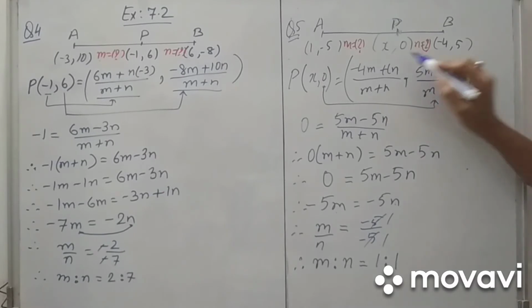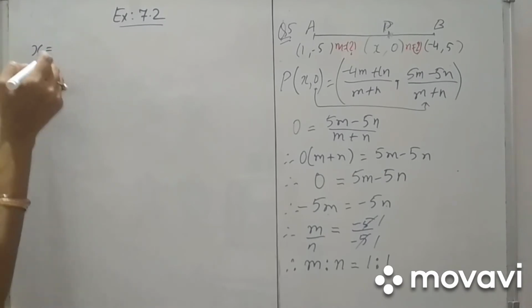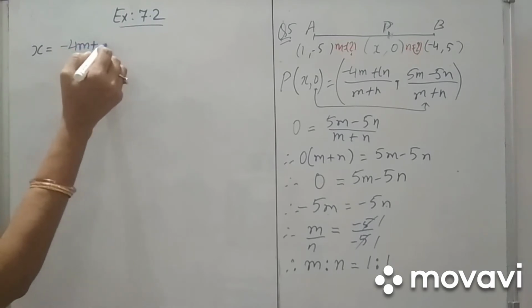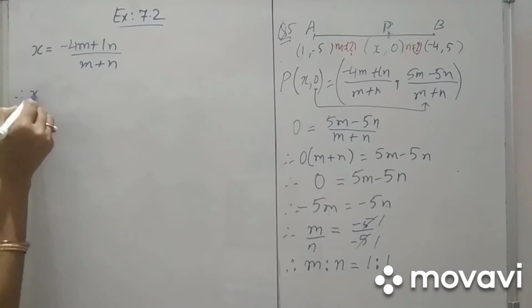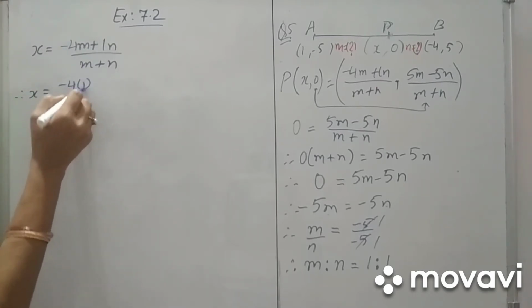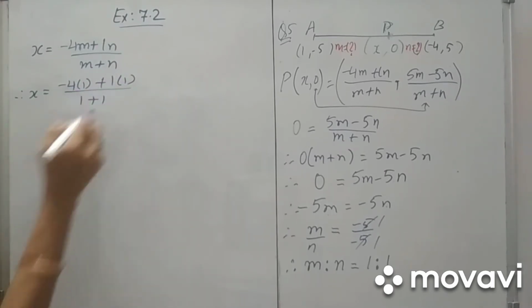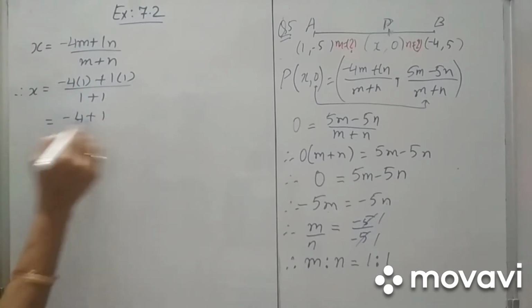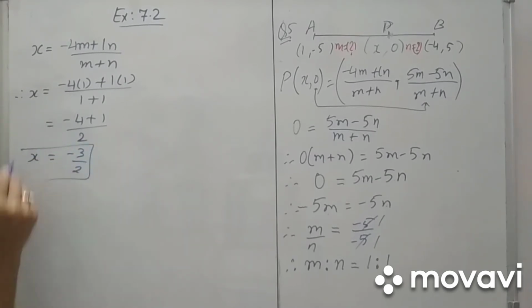Now we want the value of x also. Now what I will do is comparing x coordinate and using the m and n value to solve it. This is my x coordinate. Therefore x is equal to minus 4 into 1, m value what we got, plus 1 into 1 upon 1 plus 1 is equal to minus 4 plus 1 upon 2. Minus 3 upon 2 is the value of our x coordinate.